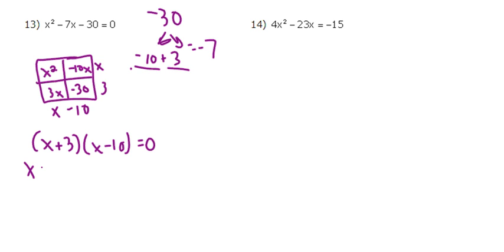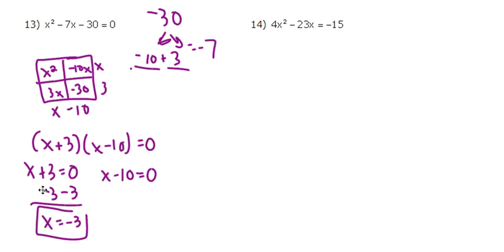So remember then we set each factor equal to 0, and we solve. This one I minus 3, so I get x equals negative 3. This one I add 10, so I get x equals 10.